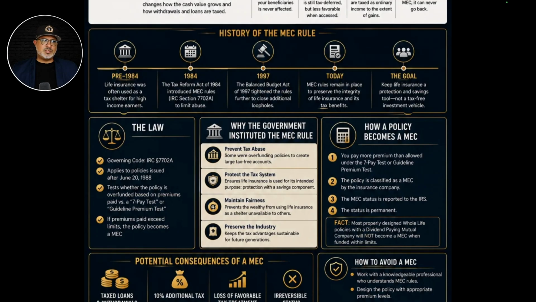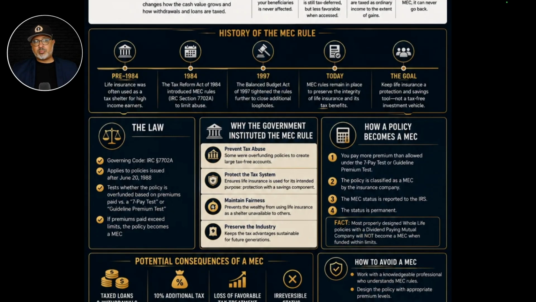Why did the government institute the MEC rule? To prevent tax abuse, to protect the tax system, to maintain fairness, and to preserve the industry. And again, the policy becomes a MEC if it doesn't pass the 7-pay test or the guideline premium test. That's when it becomes classified as a MEC by the insurance company, and then the insurance company has to report it to the government. And again, it is a permanent status once it becomes a MEC.